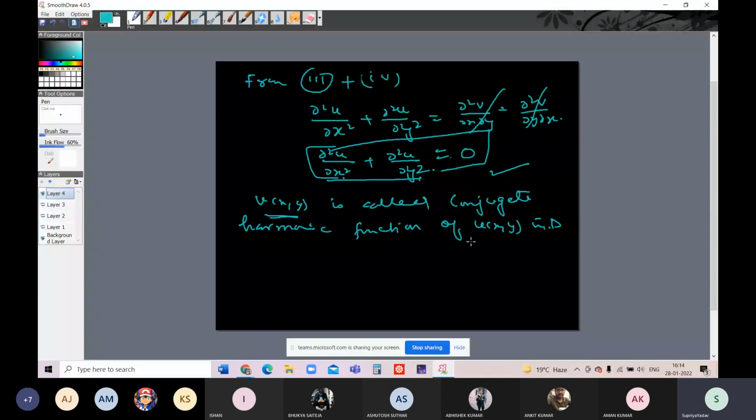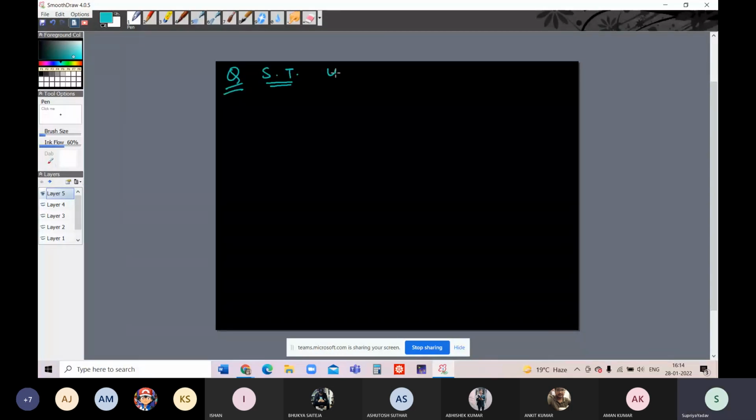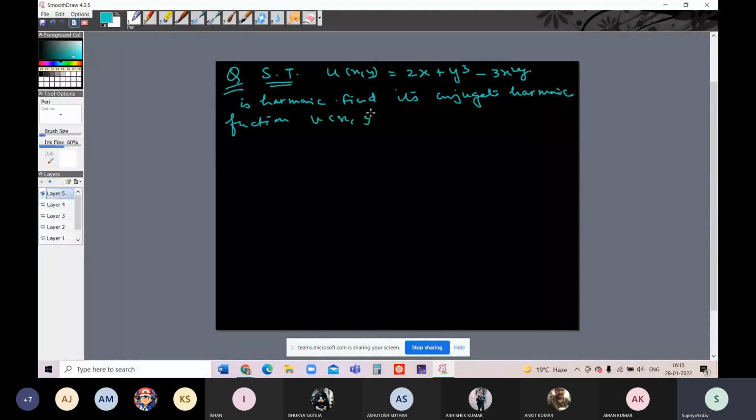Here I am taking a question related to this topic. We have a function u(x, y) = 2x + y³ − 3x²y. We have to show that it is harmonic, and find its conjugate harmonic function v(x, y) and the corresponding analytic function. There are two ways to find this: either we do it directly with the help of the CR equations, or there is another method which we will discuss later.